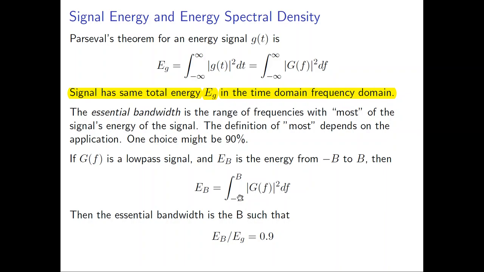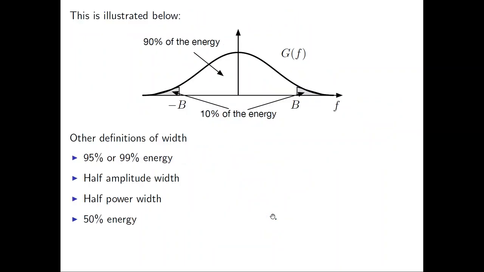So what's B? The question can be, what's the B that gives you 90% of the energy, not the whole energy of the signal, just 90%? So EB over EG has this percent. If I am saying 90%, it's 0.9, and you can find B.